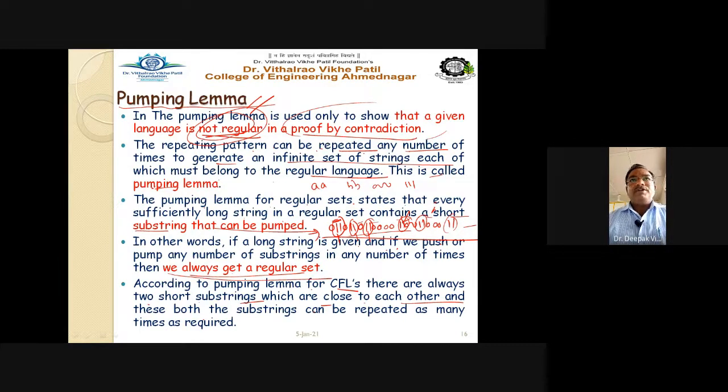So the pumping lemma is useful for this particular purpose: to show that a given language is not regular, in a proof by contradiction. So the use of the pumping lemma is to prove that this language is not a regular language by way of proof by contradiction. Getting this point?